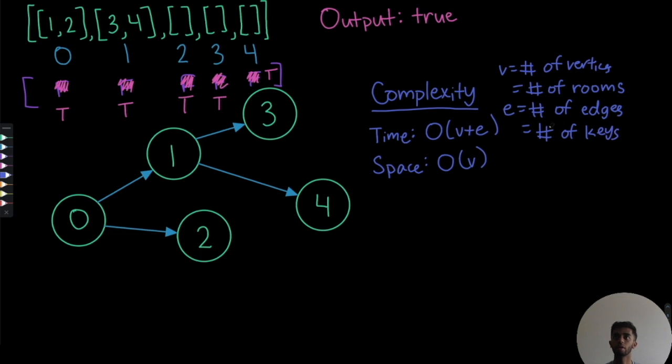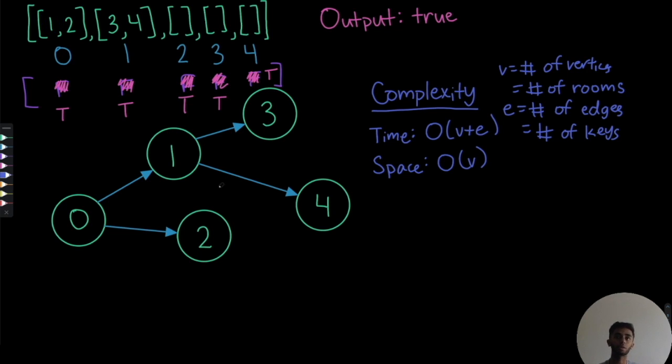So, to be clear, in our graph we have 1 node for every room, right? This 0 node represents room 0 up here. So, V, which is the number of vertices or nodes, is the same thing as the number of rooms. Each edge here comes from a key, right? This 1 that I'm circling on the top left of the screen corresponds to this edge right here that takes us from the 0 node to the 1 node. Because it says that starting from room 0, you can access room 1.